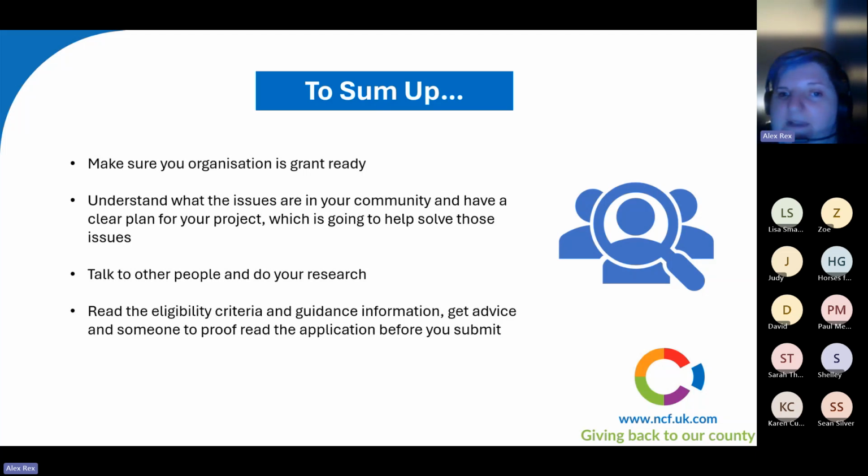So to sum up, make sure your organisation is grant ready, understand the issues that are in your community, what you're trying to tackle, have a clear plan about the activities that you want to deliver and what are the outcomes and impacts that you're going to achieve. Talk to other people and do your research, and then make sure that you're reading and checking the eligibility criteria and the guidance information, and then get advice from your local infrastructure organisations and someone to proofread the application before you submit it.